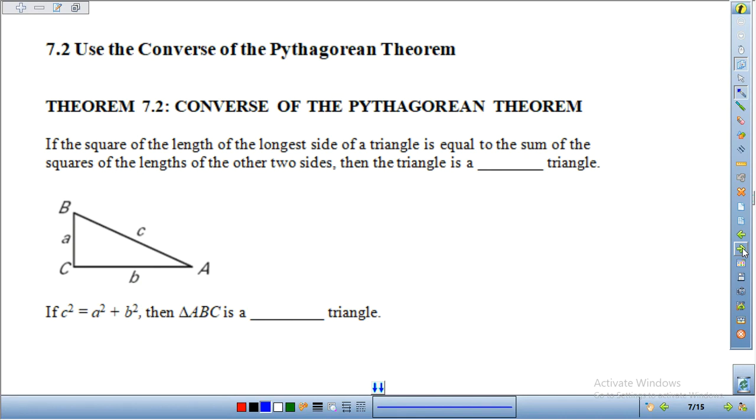Next, we're going to move on to the converse of the Pythagorean theorem. And this is just saying the reverse. It's saying that if the square of the longest side of a triangle is equal to the sum of the squares of the lengths of the other two sides, then the triangle is a right triangle. So that's a lot of words. To break that down, basically what we're saying is if c squared is equal to a squared plus b squared, if that is true, then we know that it must be a right triangle. In the previous part, we were told that it was a right triangle, so we knew that it fit the theorem. Now we're saying that if those numbers fit the theorem, we know that it must be a right triangle.